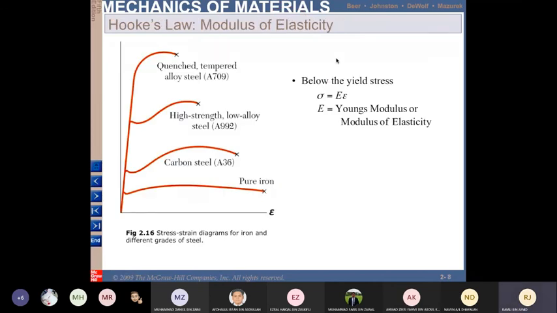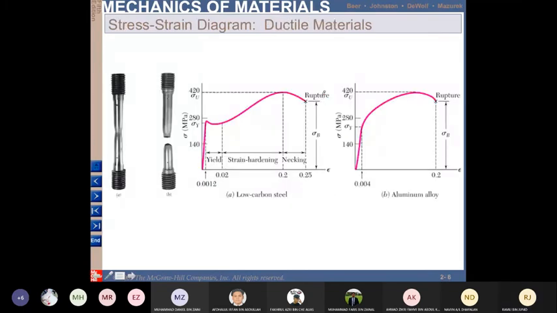Okay, this is Young modulus. So Young modulus is written as E. Okay, so here, as I said, this is the elastic region. This is the elastic region.